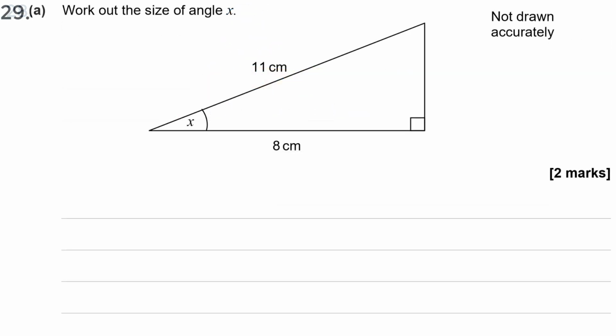To work out the size of angle x, I've been given two sides of a right angle triangle, 11 and 8. So when you've got sides and angles together in a right angle triangle, it's going to be trigonometry. Let's start off by labeling the sides relative to x. So this is the adjacent, this one is the opposite, this one is the hypotenuse. So we've been given the hypotenuse and the adjacent, and we're wanting to find the angle. So we're going to be using cosine.